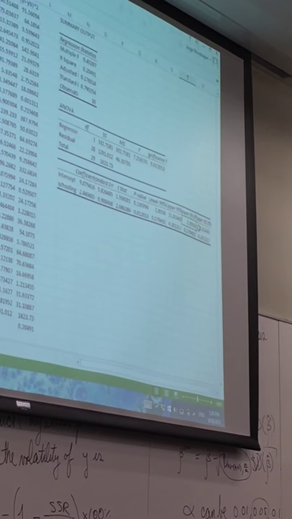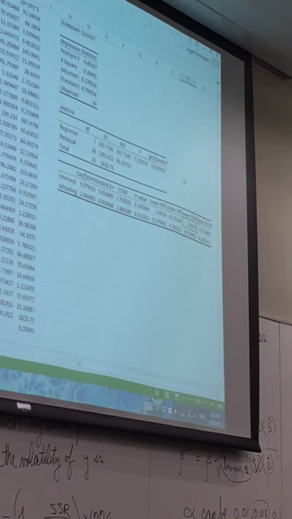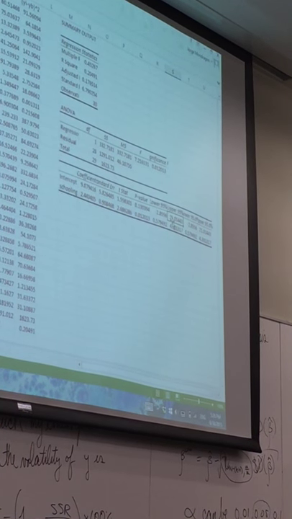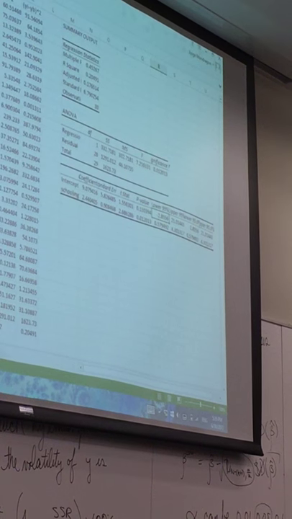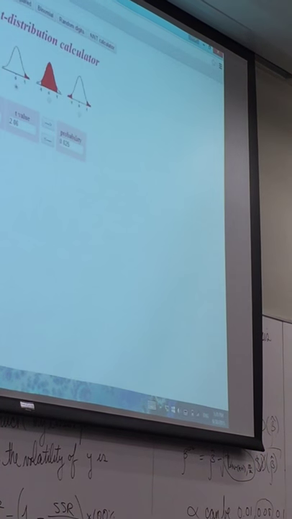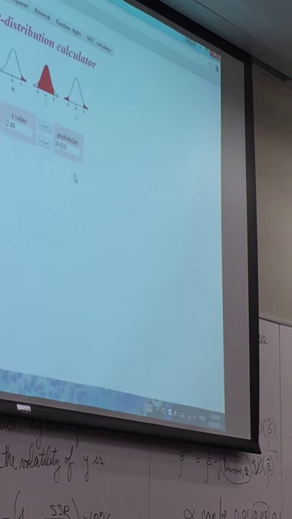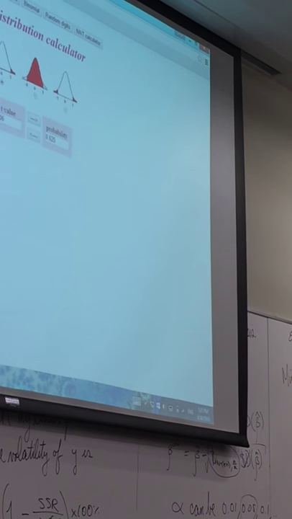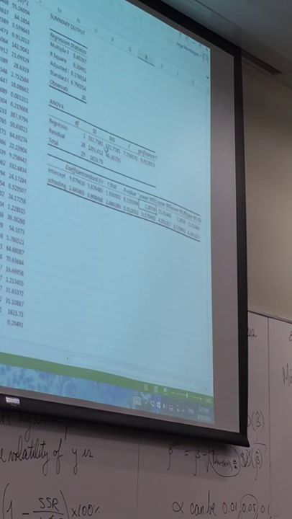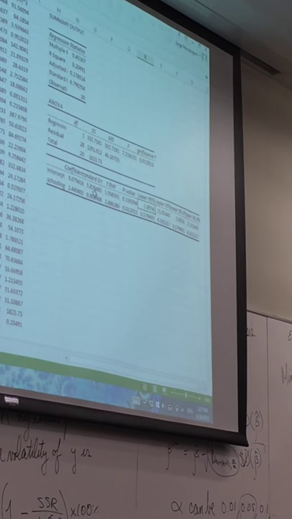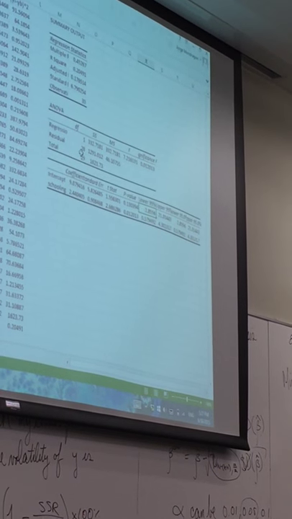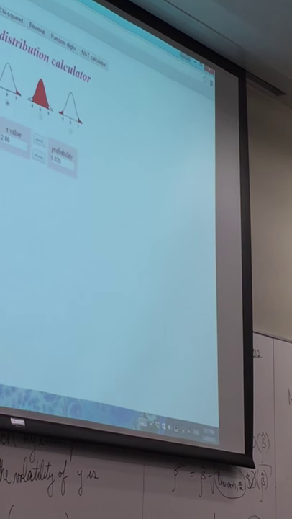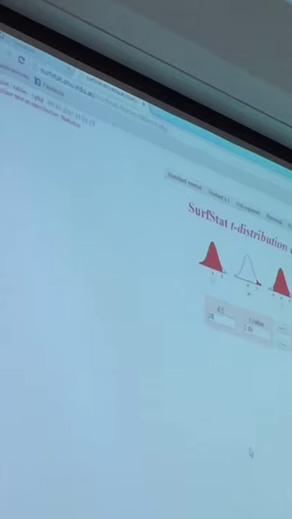What do you see here? It encompasses the zero. You can even see it online. If you go to probability with a T student, a T distribution, you put degrees of freedom to be 25. Oh no, this one is going to be 28, because we have two beta estimators and we have 30 observations, so it's 30 minus two.